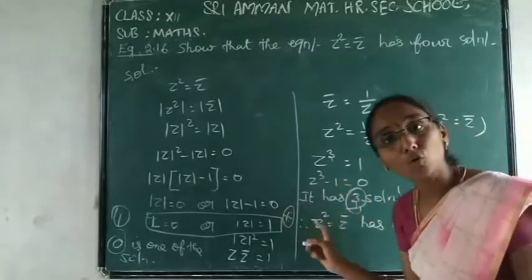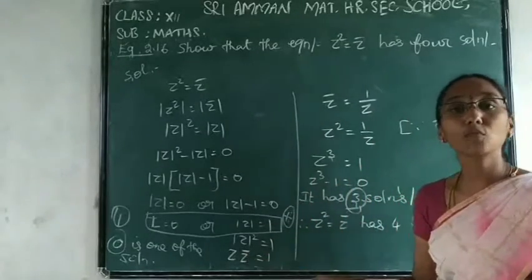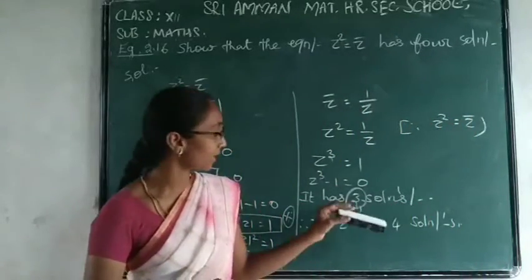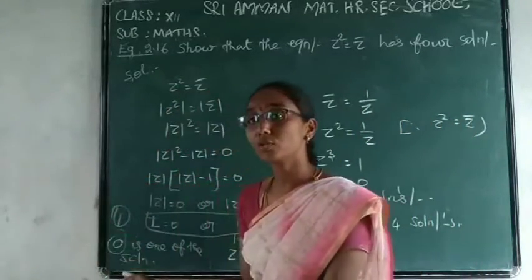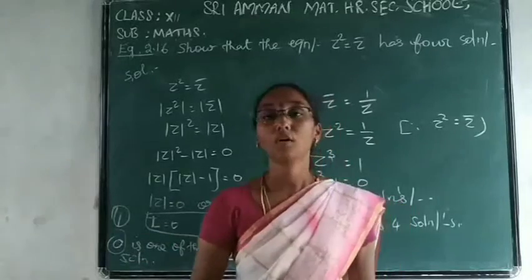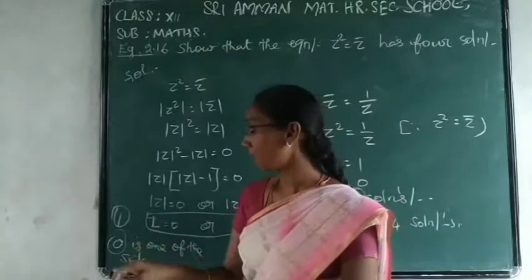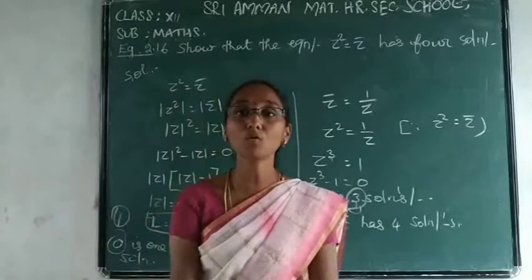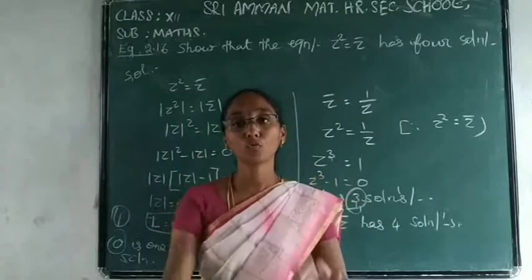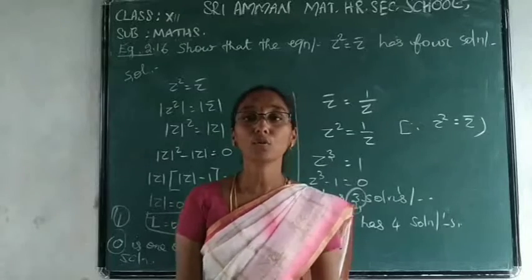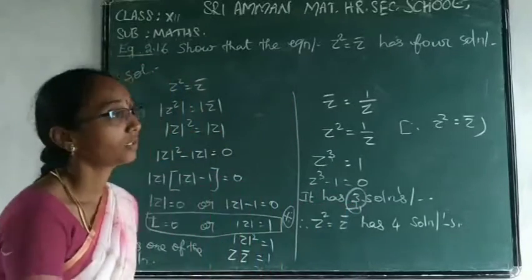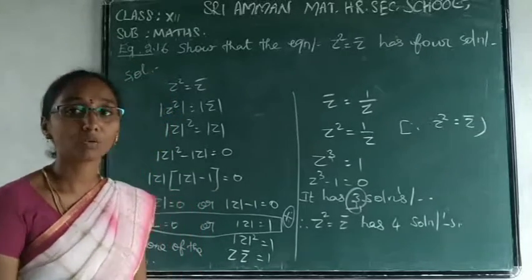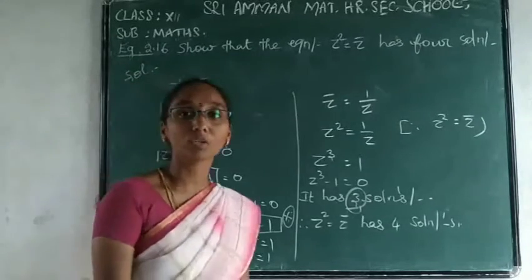z cube minus 1 equal to 0 is a cubic equation. In this cubic equation, how many solutions do you have? Yes, 3 solutions. One of the solutions is 0, from the equation modulus of z equal to 0. So how many solutions now? 3 plus 1, 4. So this equation has 4 solutions. Do you understand?